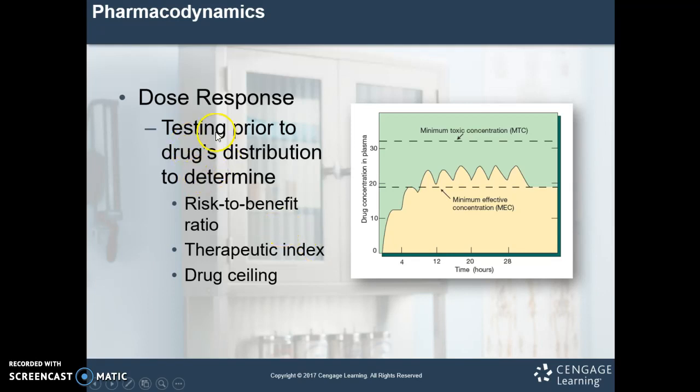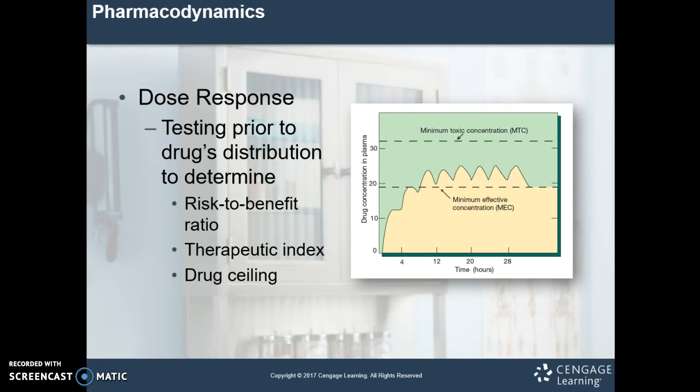Testing prior to the drug's distribution, we want to determine risk-to-benefit ratio, the therapeutic index, and the drug ceiling. The drug ceiling is a maximum dose at which the drug will provide its greatest effect. An example of this would be some NSAIDs like ketorolac or ibuprofen have a maximum at which anything further provides no better effect, but it may become more toxic. So for ketorolac, that maximum is 10 milligrams. Anything above 10 milligrams isn't any more effective than 10 milligrams, but can certainly be more toxic.